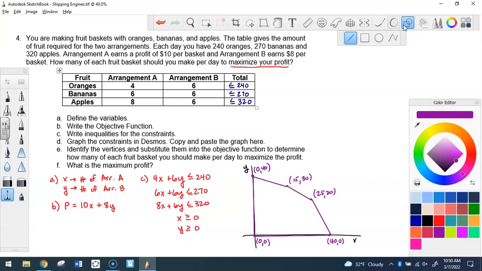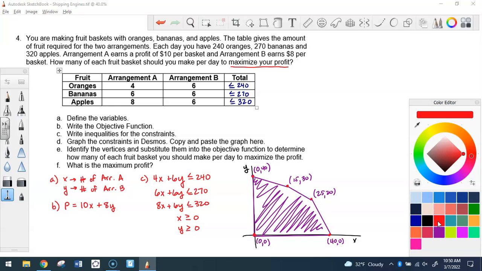So this area now in here is my feasible region for different combinations of basket A and basket B that I could make, but I know that the best option is going to be at one of the corners. I'm trying to maximize my profit, so I'm probably not going to make zero of each because that would make zero profit. So the next thing I'm going to do, part E, is I'm going to identify these corners and substitute them into my objective function, my profit function, to figure out what the profit would be for each of these possibilities. So I'll use this space up here for E, like my sketch for D.